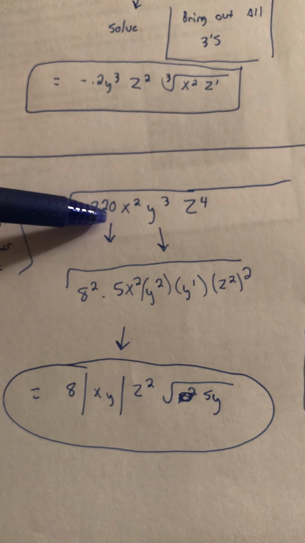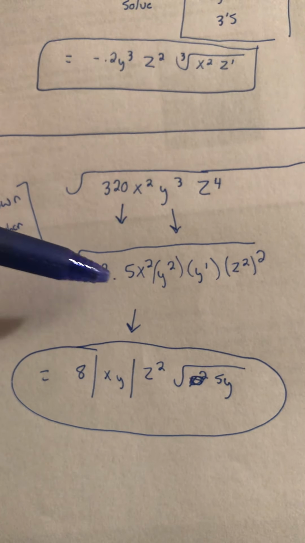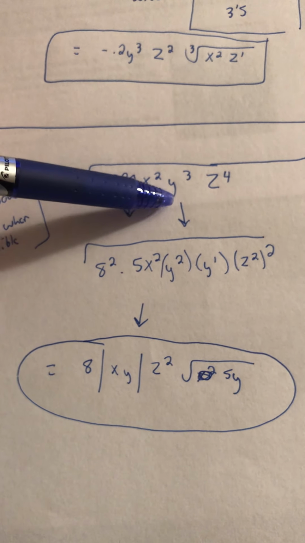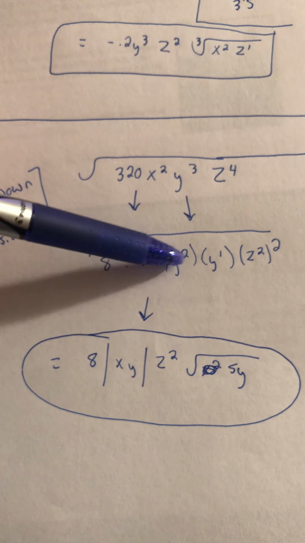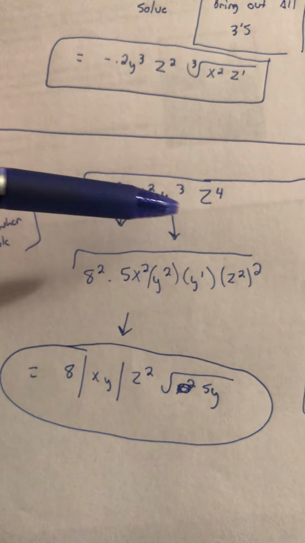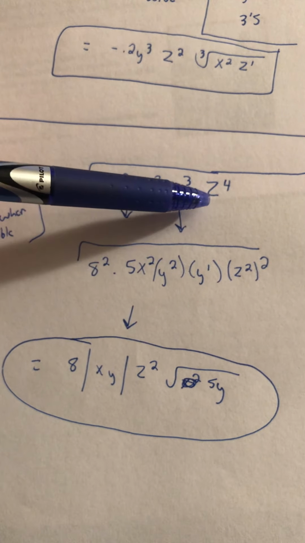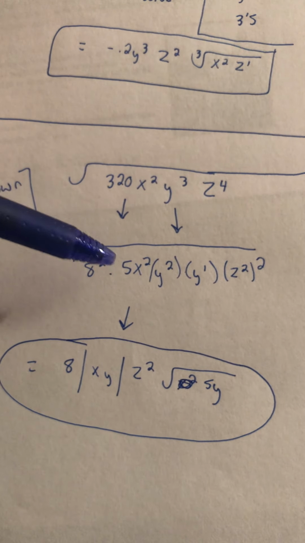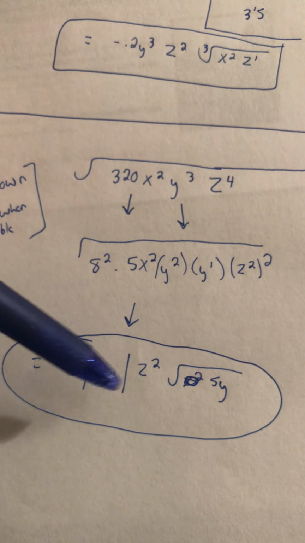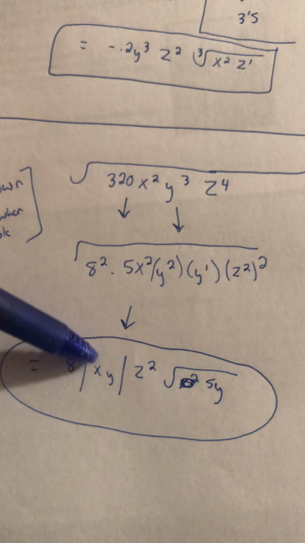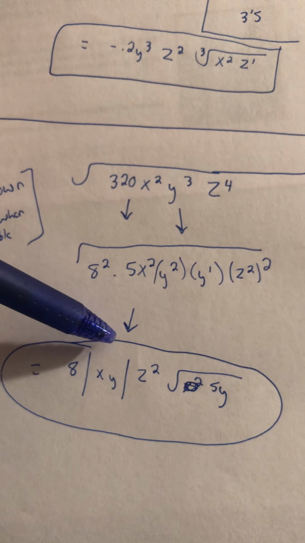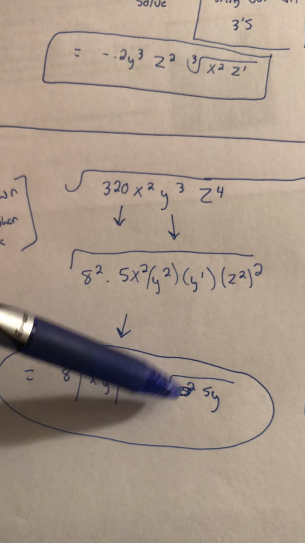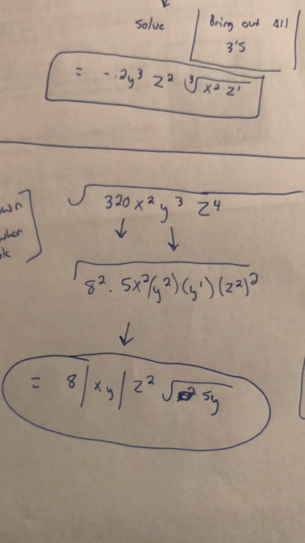So quick recap, 320, 64 times 5. X squared, y, so 2 plus 1, z, 2 plus 2, because we're adding exponents. We're looking for something that's going to give us an index of 2. So 2 and 2, we bring those down. X, this is absolute value because it's odd. Z to the second stays outside because it's even. Square root of 5y.